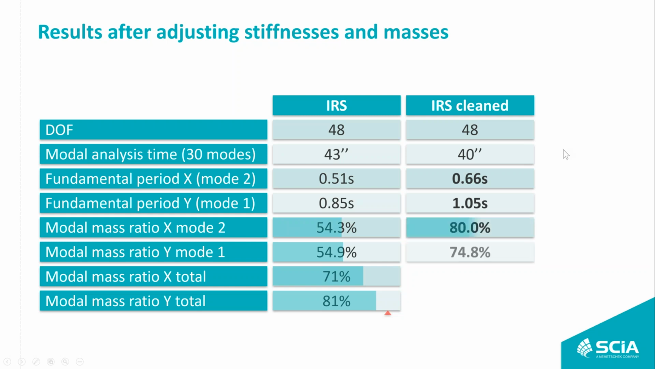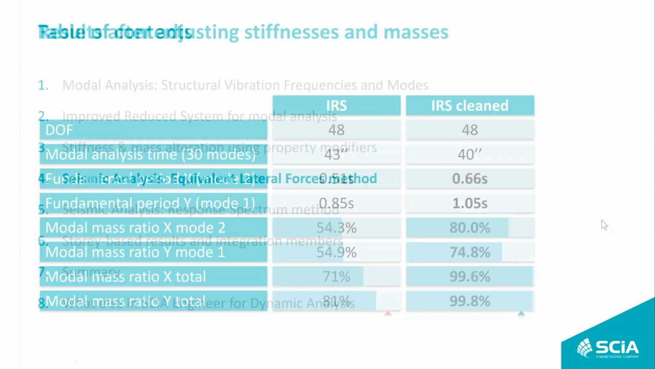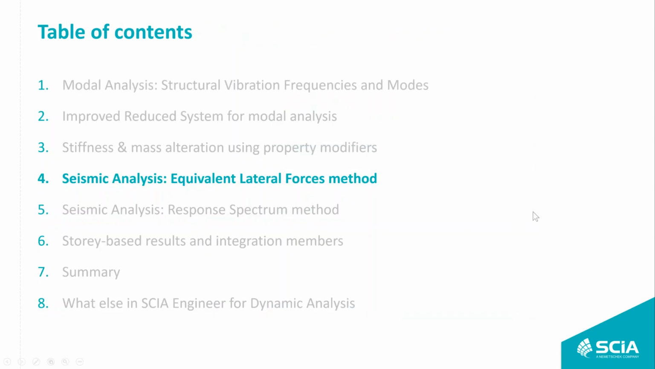And most important, the modal mass ratios. For the fundamental modes, you see that we jumped from 54 to 80% and 75% here. That's nice. And if I look at the cumulated values, we are close to 100%. This is because I kept the 30 modes I had originally computed. We would need fewer in reality to achieve what we need for the seismic analysis in our case. I will come back to that point later. So this is about the modal analysis and the changes that we can make to the model to improve it. Next step: let's have a look at the actual seismic analysis, starting with the equivalent lateral forces method.